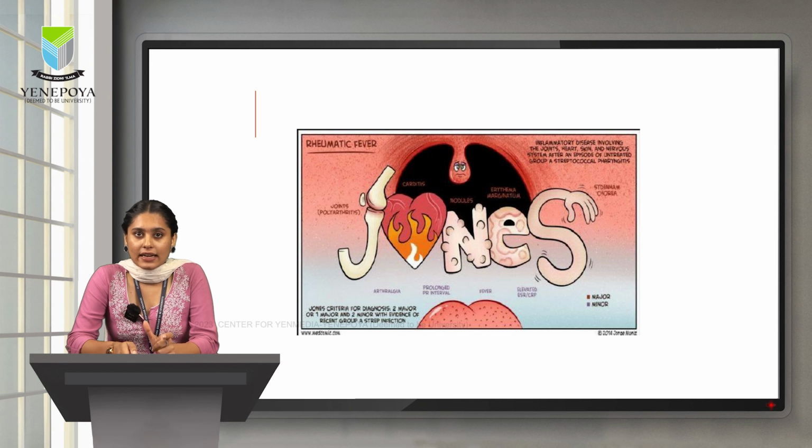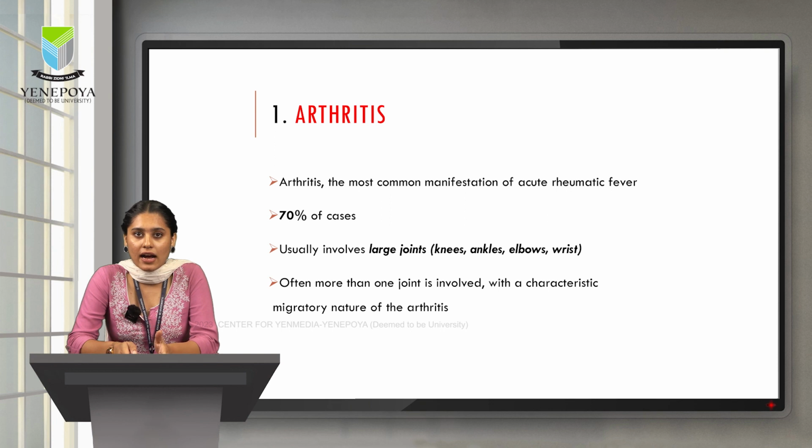So what does this Jones criteria include? One, arthritis, that is related to the joints. Okay, first one you have to remember, arthritis is related to the joint. Here the joints are affected. Once the infection has come to the patient, then after the latent period, the first thing you can see is that the joints are affected.